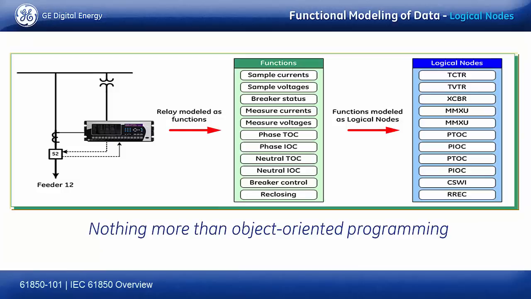Once you define those functions, remember I said functional modeling of a power system: all logical nodes are functional modeling of power system functions. Sample currents is TCTR, sample voltages is TVTR, breaker status is XCBR. These are all logical nodes that map functions. The first letter of the logical node defines the class that it is, and the last three letters define which logical node it is. P is always protection, M is always measurements, R is always protection-related functions.